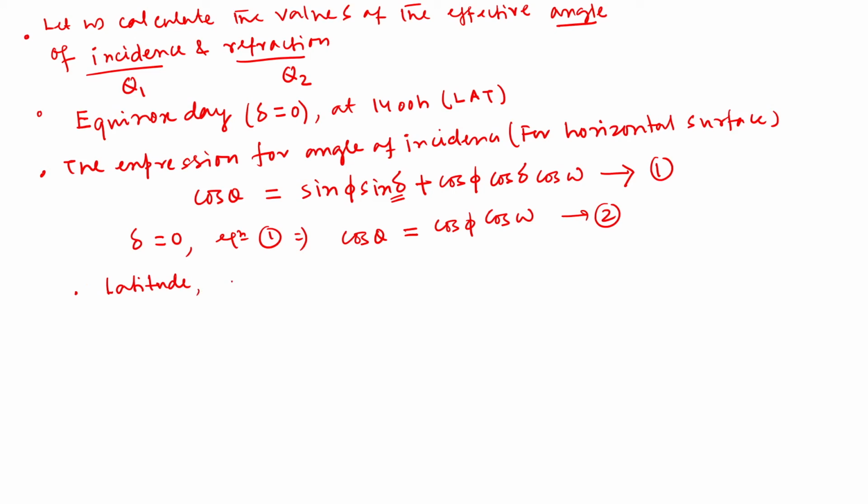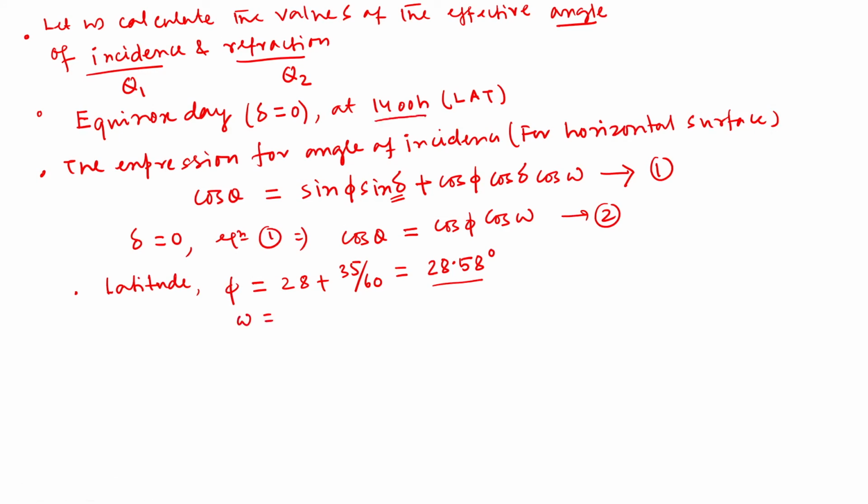The latitude phi we can calculate from the given data: 28 plus 35 by 60, which will be equal to 28.58 degree, okay. And what will be the omega?